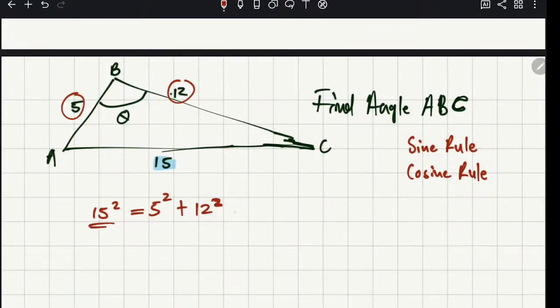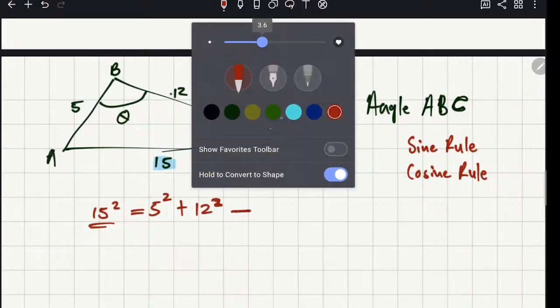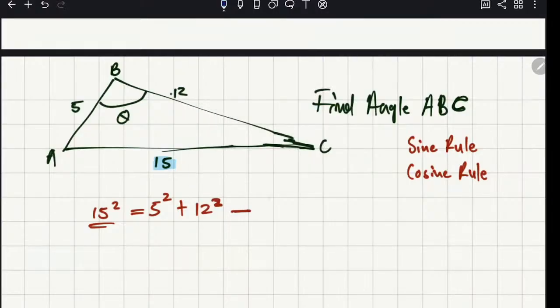Then you say minus. Open a big bracket. You say 2. Then you bring back this 5, but it's no longer squared. Then you bring back this 12, but it's no longer squared. Then you now say cos theta.